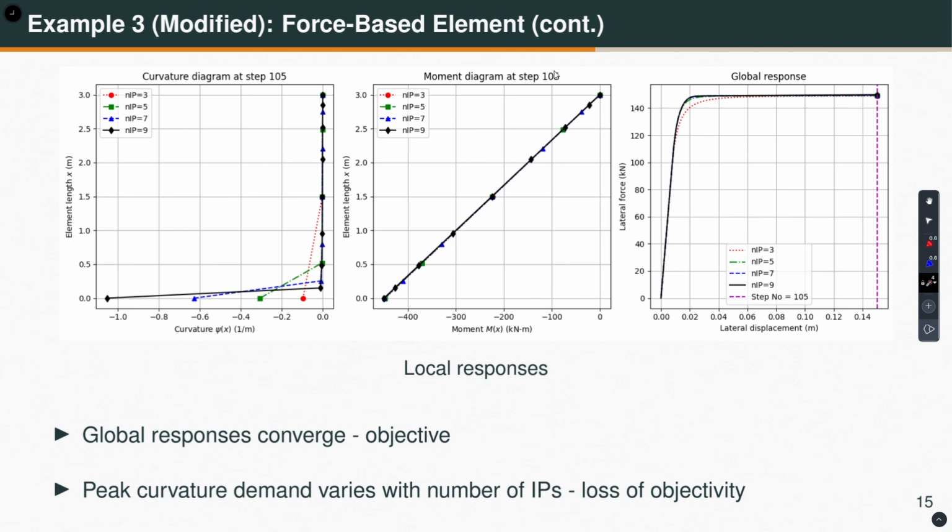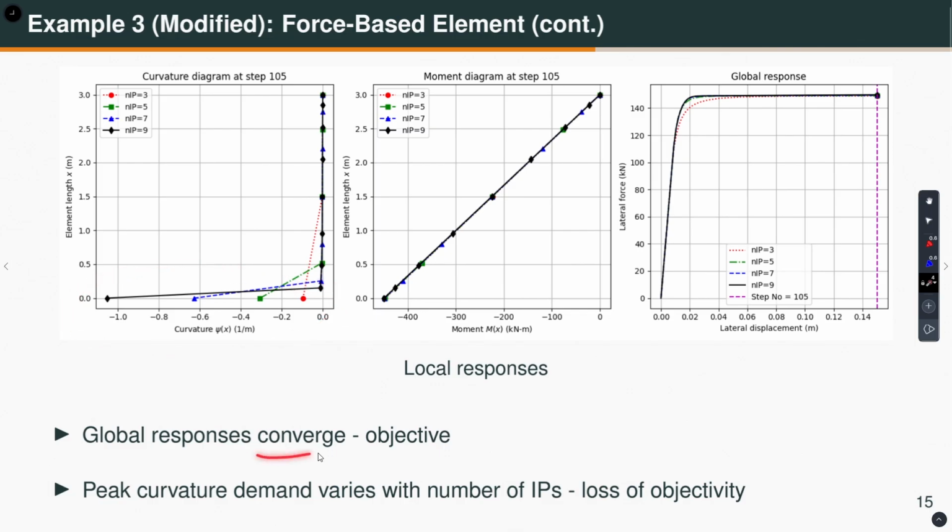Okay. This is where it becomes interesting. So, we are looking at the curvature again at different sections. Okay. How many sections we have? For 3, we have 3 sections. For 9, we have 9 sections. So, what do we see? The bottommost section, because I am using Lobatto, so I have an integration point at the element end. So, for the bottommost section, what do we see? The curvature values are different for different number of integration points. Okay. Here it is fine, but here they are different.